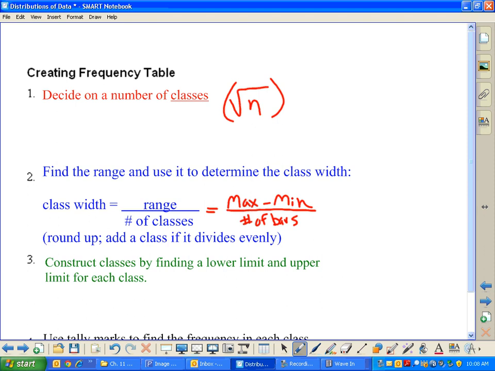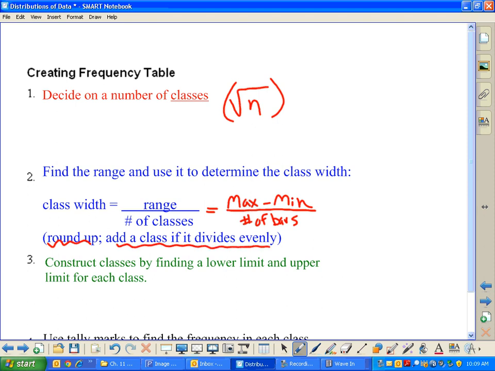A couple things you have to remember. If you get a decimal when you work out this formula, it doesn't matter what that decimal is, you must round up. In addition, if it divides out evenly, you know, when you do your max minus your min divided by your number of bars, you get a whole number, you have to add on a class.